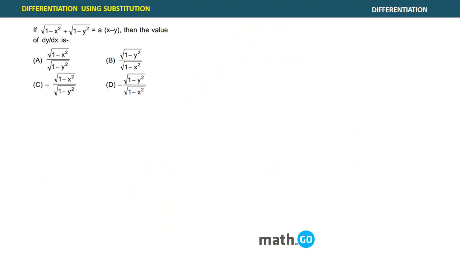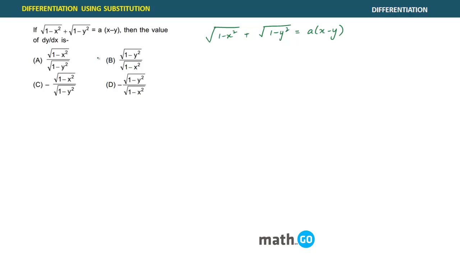Okay, now let's take another question based on the substitution. It says under root of 1 minus x square plus under root of 1 minus y square is equal to a times x minus y, right? And you need to find dy by dx.